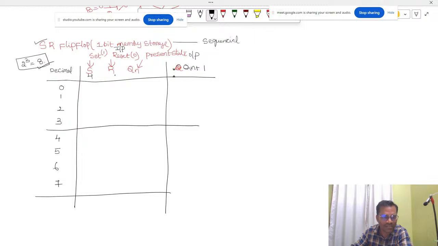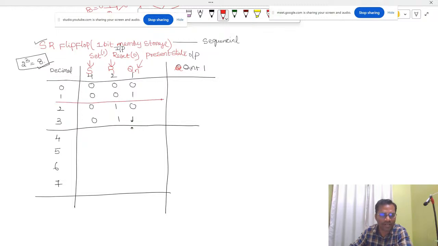This is nothing but the 2-4-1 code. So 2 to the power 0, 2 to the power 1, 2 to the power 2. How to write down this decimal 0? We can write it as 0, 0, 0. How to write down 1? 0, 0, 1. How to write down 2? Anyone? 0, 1, 0. How to write down 3? 0, 1, 1. And again, we will try to draw one line between the remaining two.